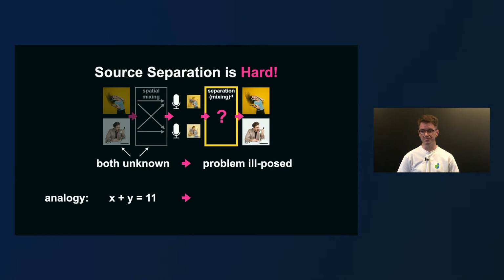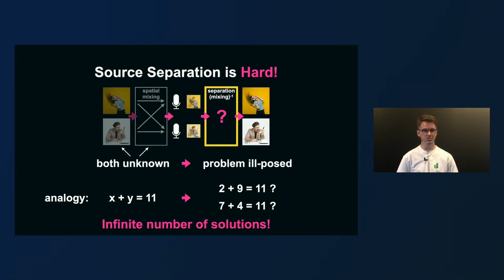To give an analogy, this is a little bit like trying to solve this equation, x plus y equals 11. One solution to this equation may be x equals 2 and y equals 9, and then the result is 11, which is correct. But there is another solution, which is 7 plus 4, which also gives 11. There are actually an infinite number of solutions. So we need to pick the right solution. It may not be just any solution. In fact, the best solution is the solution that sounds more like voice. And this is why we need to be able to recognize speech and voice sounds.